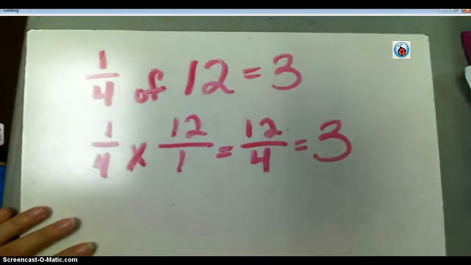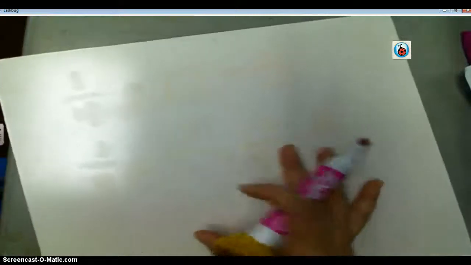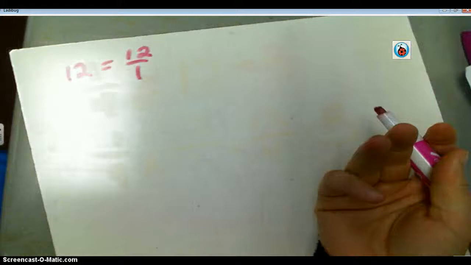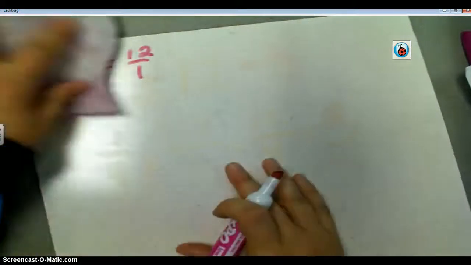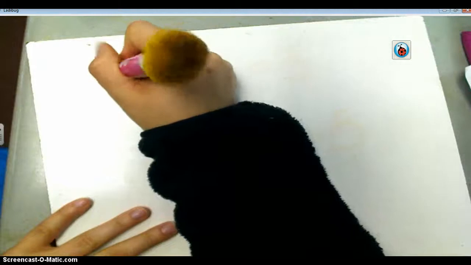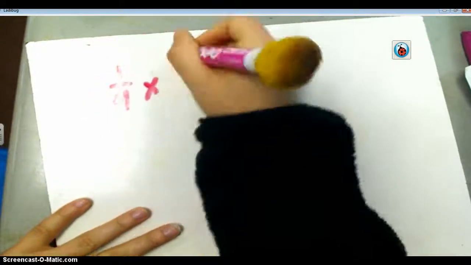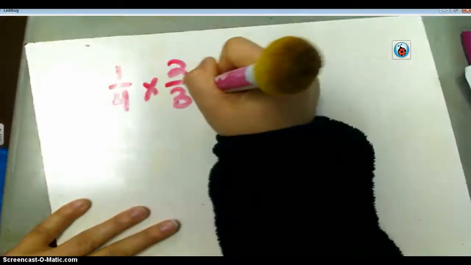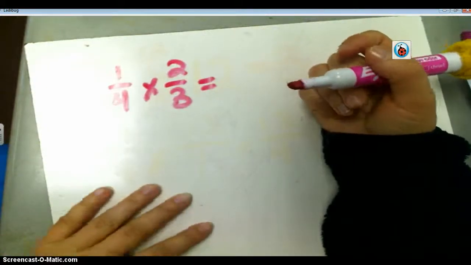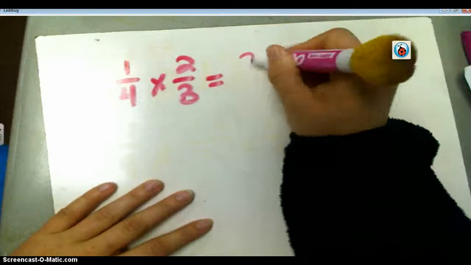Or you could do it the easy way. Now we're just going to do the same thing, but instead of a whole number turning into a fraction, we're just going to use our two fractions. So, let's say we have 1/4 times 2/3. What do I do? You multiply 1 times 2 and 4 times 3.